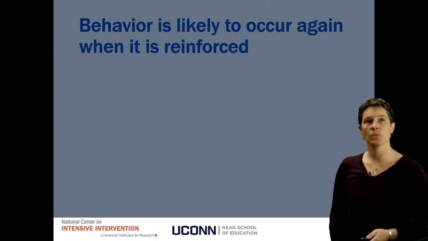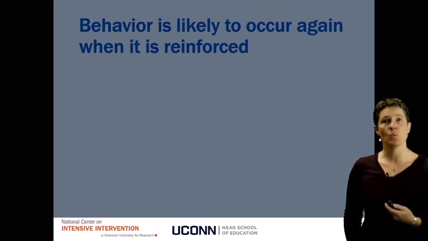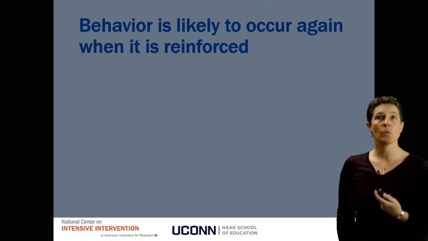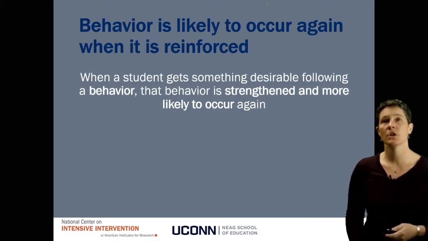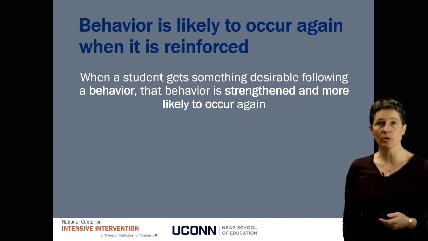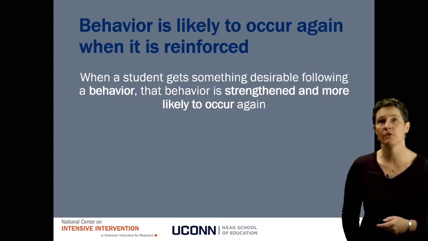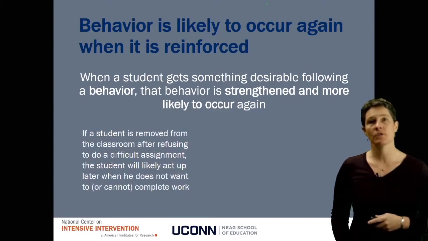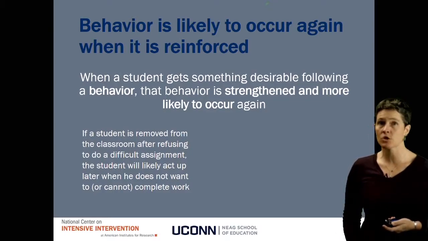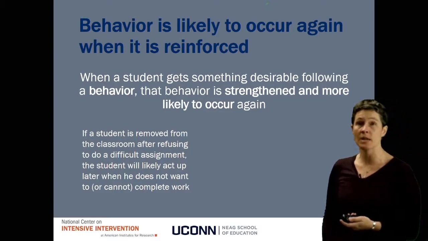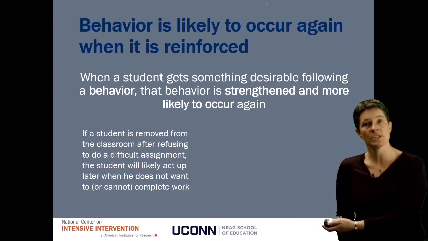And we talked in modules 1 and 2 about the idea of function of behavior. Another way to think about that is just when something's working for us, we keep doing it. And this works for both positive and negative behaviors. So when a student gets something desirable following a behavior, that behavior is strengthened and it's more likely to happen again in the future. So think about this scenario. If a student is removed from the classroom after refusing to do a difficult assignment, that student will likely act up again later when he or she cannot complete the work because they were able to get out of the work the first time. It's working for them.